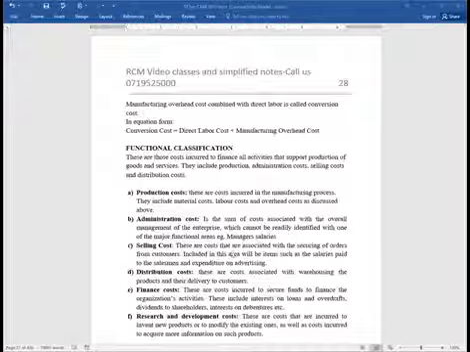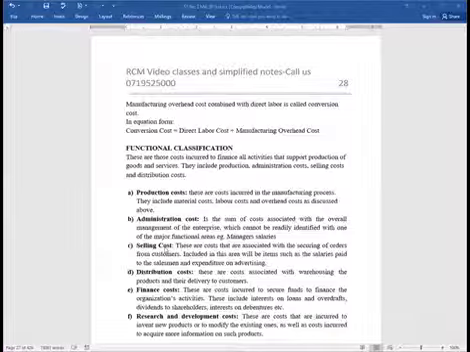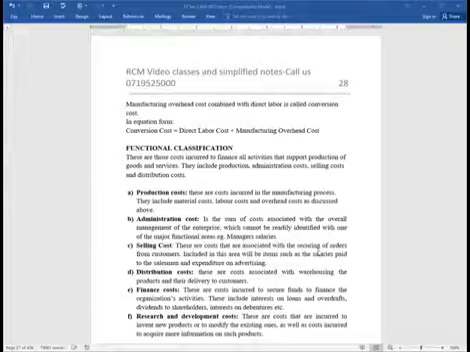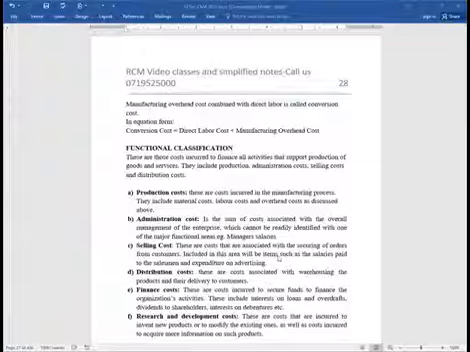We have selling. Selling is a serious function of any company. All those costs that are associated with the securing of orders from customers must be included under selling. Costs like advertisement, wages paid to salesmen, and the commissions paid to salesmen. Then we have distribution costs.